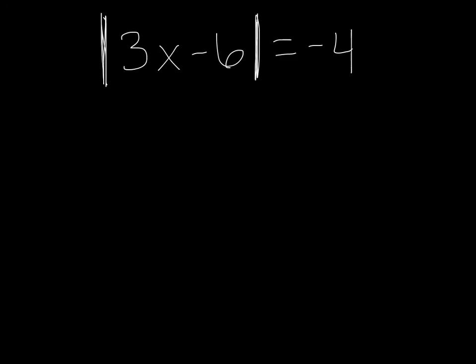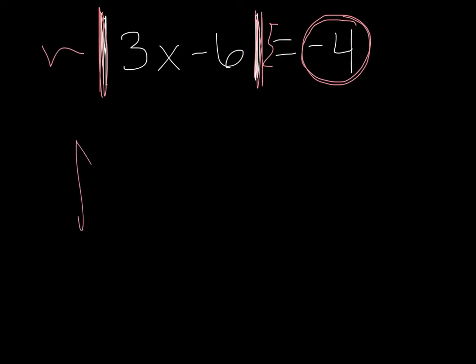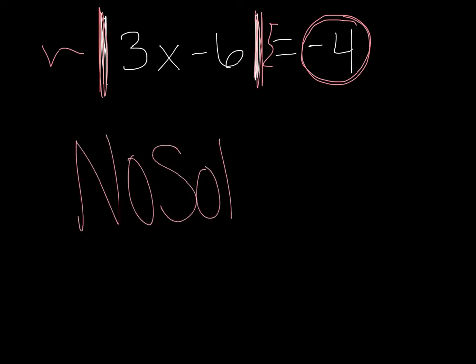Alright, get absolute value lines all by themselves. Oop. This time it is. There's nothing on the outside. So now look at your answer. We have negative 4. Well, absolute value can never equal a negative number, ever, because you can't be negative units away from 0 on a number line, and that's what absolute value means. So this one would have no solution.